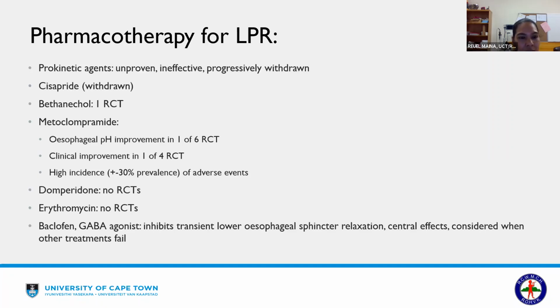Prokinetic agents are unproven and ineffective, and this has progressively been withdrawn in recent studies.